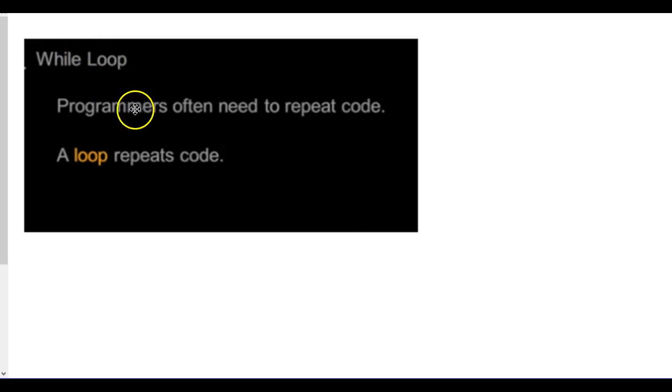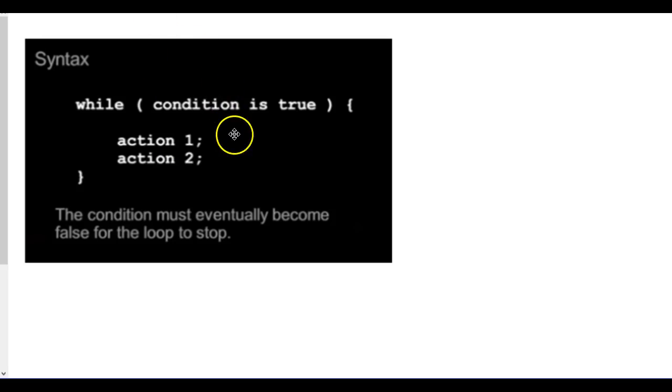So the while loop, programmers need to repeat codes. The syntax is a true condition and then multiple actions. You want to have the curly brackets here. You don't want to end up doing the single line statement here again for the same reason that we do it for the if statements. It gets very confusing. But you can do a single line statement.